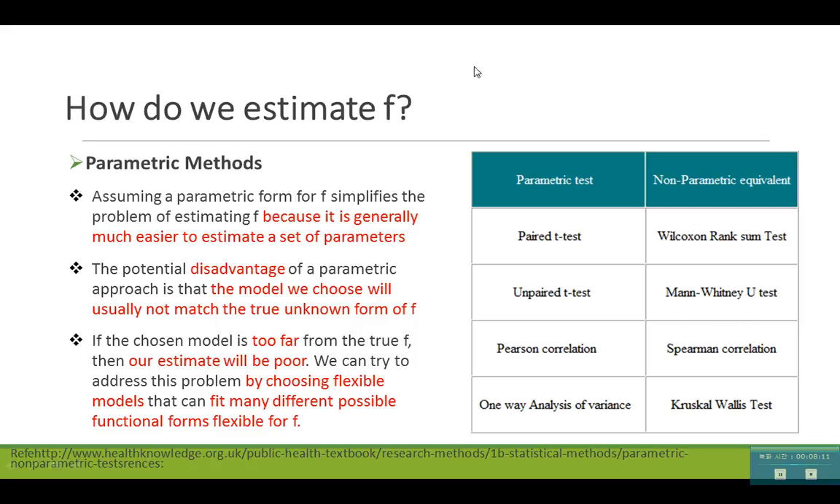Then how do we estimate f? One is parametric method and one is non-parametric method. I think it will be better to explain this one. In parametric methods we use t-test, unpaired test, Pearson correlation. And in the non-parametric equivalent we use rank sum test, Spearman correlation and Kruskal-Wallis test. I didn't go into detail about those things. I got this from another website, and I have mentioned the references below. I just tried to make clear which kind of method we use.